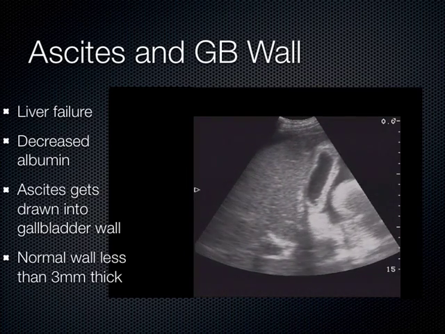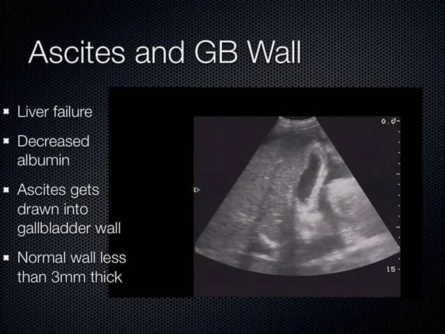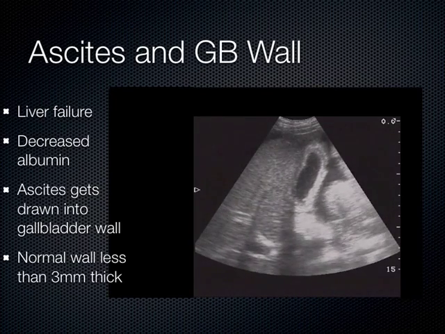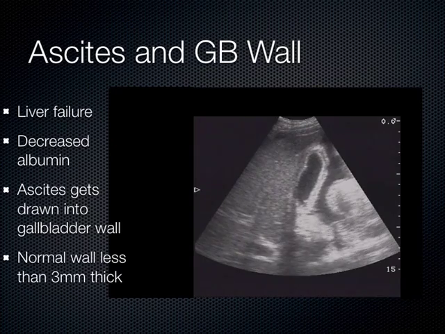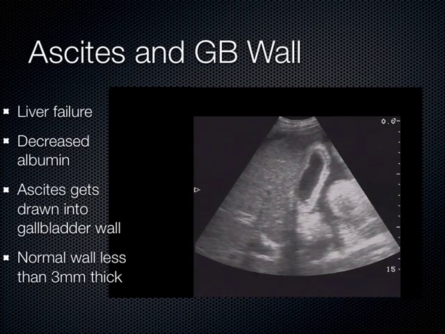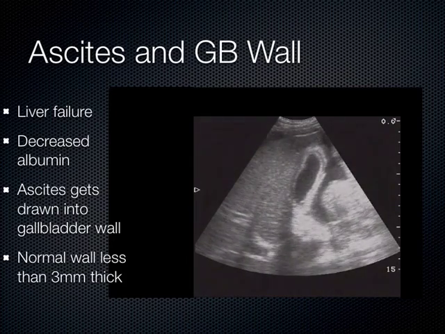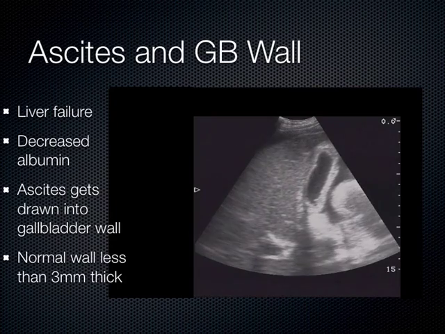Now, normally a gallbladder wall should be less than 3 millimeters, and if somebody has acute cholecystitis, an acutely inflamed gallbladder in an infectious situation, the gallbladder wall gets thicker than 3 millimeters, certainly greater than 5 millimeters. Those are patients likely going to the OR that day to have their gallbladder taken out. But ascites can just normally cause the gallbladder wall to thicken.